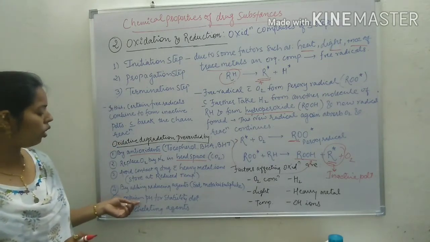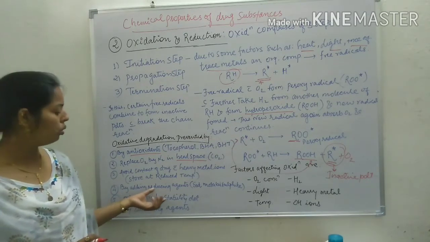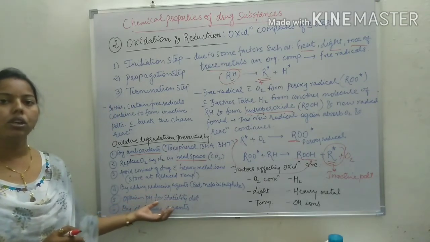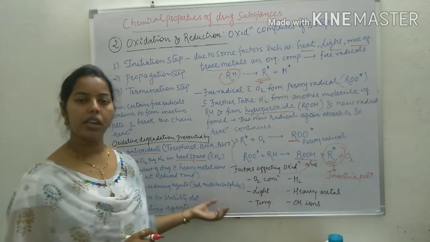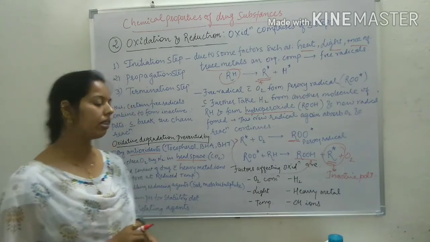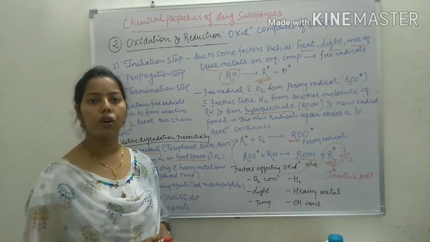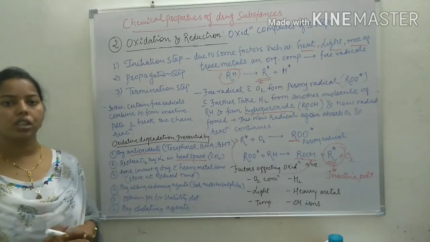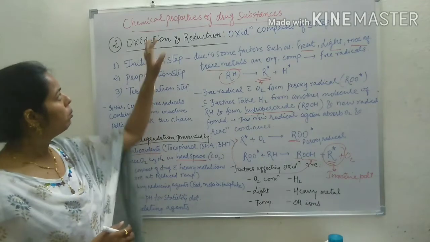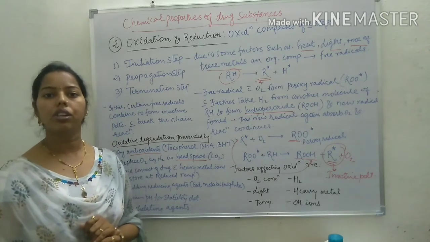Then we can find the optimum pH for a stable product. We have to determine the optimum pH for a stable formulation. At that pH, if we store the formulation, then the oxidation would be less compared to others. And lastly, we can add chelating agents into the formulation to prevent oxidation. So this was the oxidation reduction mechanism, a chemical property of drug substances. Till now we have completed hydrolysis and oxidation reduction.